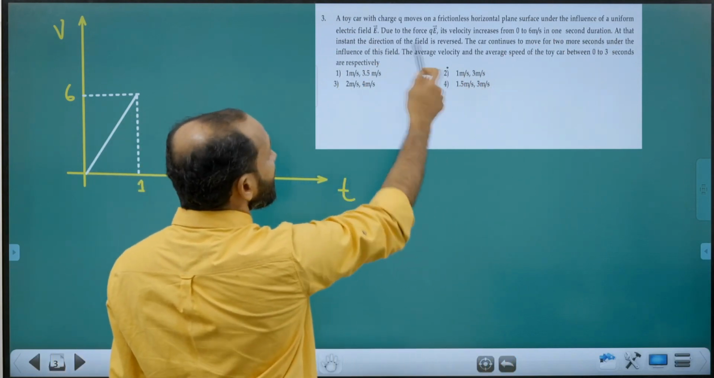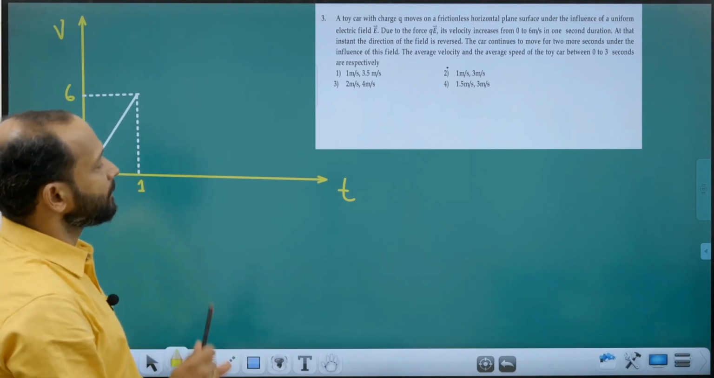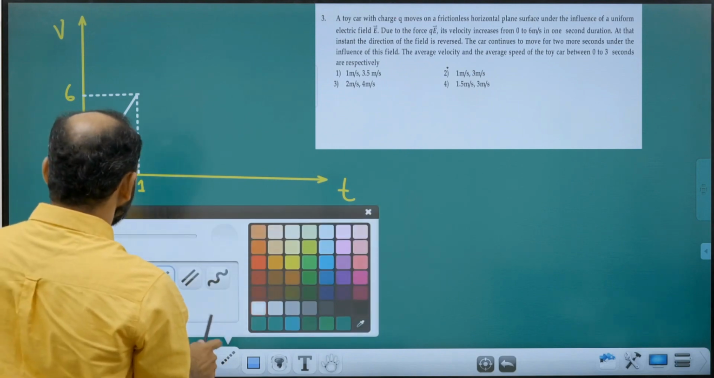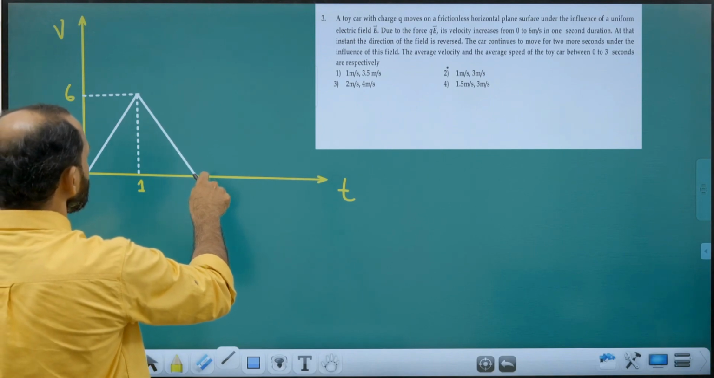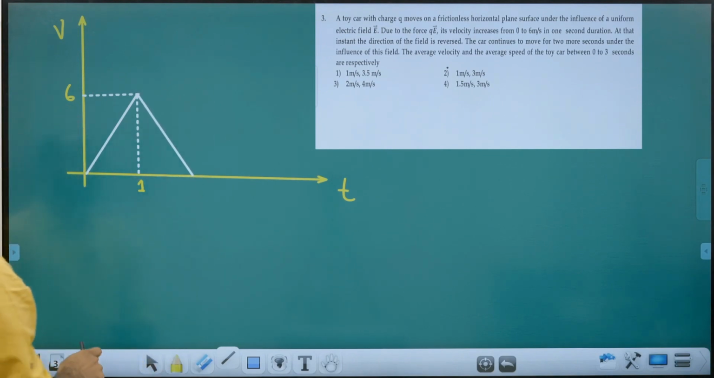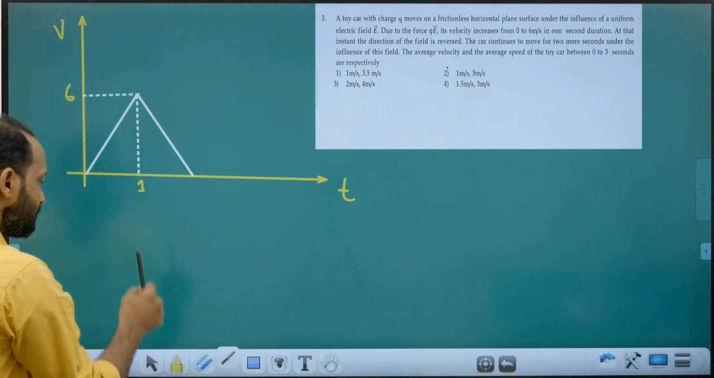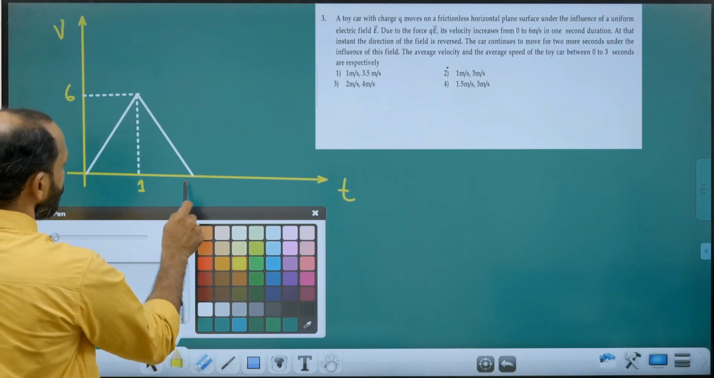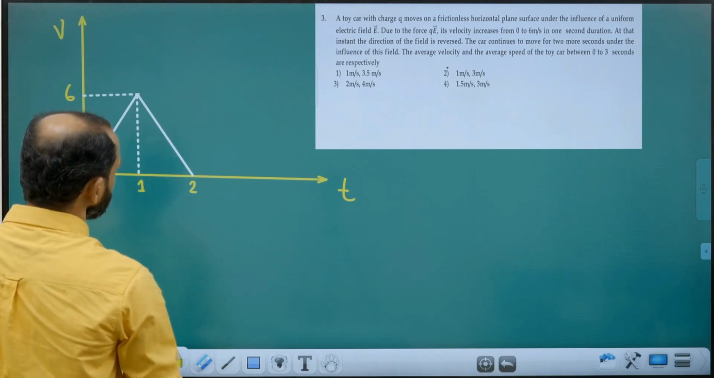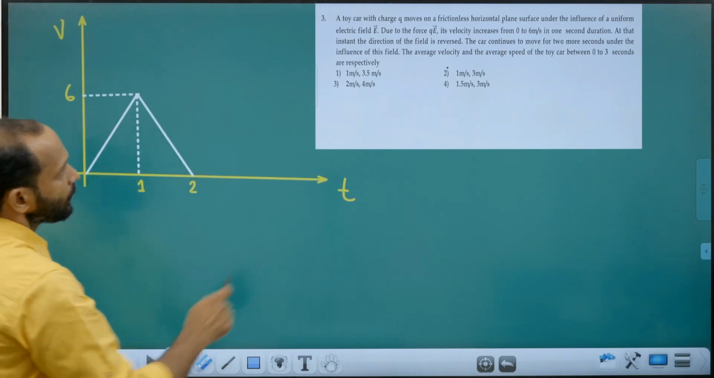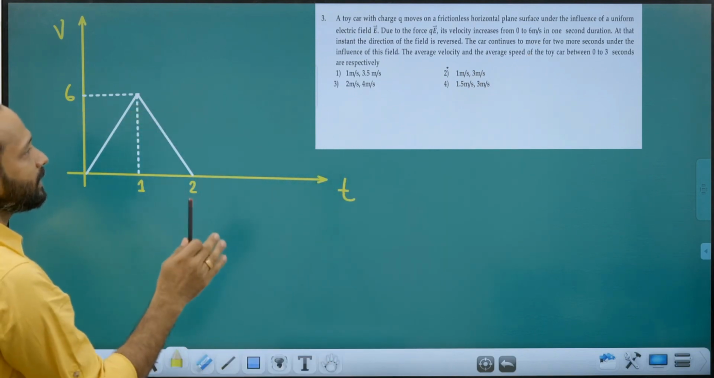At that instant, the direction of the electric field is reversed. Therefore, the body will start to return. Now it will undergo the same retardation. The magnitude of the electric field is the same. It will travel the same distance, make the same changes in velocity, and take the same time interval of 1 second. So one more 1 second. That means here the instant of time is 2 seconds. Now velocity has become 0. But the car continues to move for 2 more seconds and the total time taken is 3 seconds.